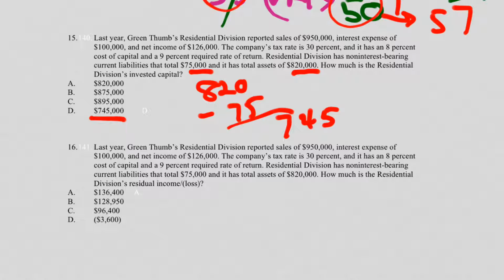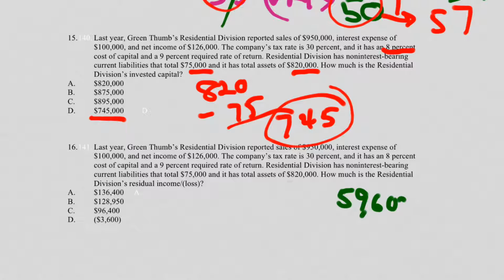That's pretty simple. Now, for the next problem, you're going to need the cost of capital for preparing the formula for residual income, so we might as well do that now. Cost of capital would be 745 times the cost of capital. We're told that's 8%. Do the math. 745,000 times 8% is 59.6. So cost of capital is 59.6. We'll be needing that in the formula.